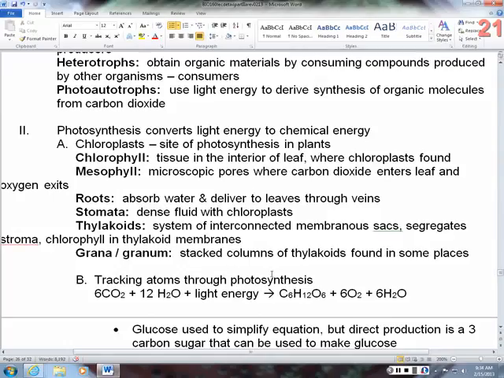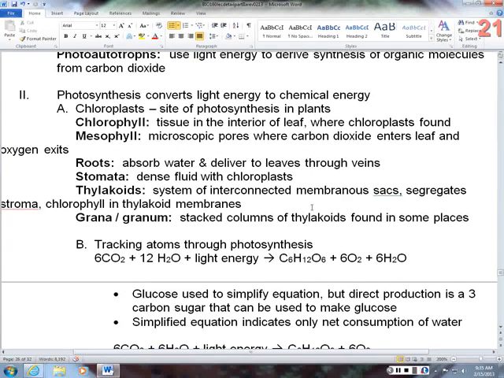Chlorophyll is going to be the tissue in the interior part of the leaf where the chloroplasts are found in there. And the mesophyll is going to be that middle part of the leaf. It's going to have microscopic pores where carbon dioxide is going to enter the leaf and oxygen exits. The roots are going to absorb water and some of the minerals in there, and it's going to deliver it out to the leaves through the veins. So it's only the green part of the plant that's going to be doing the photosynthesis in there.